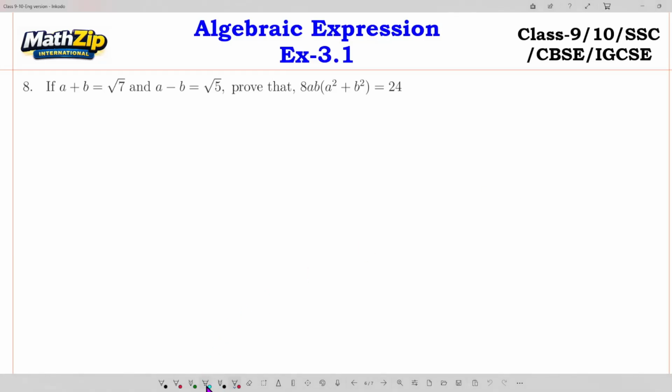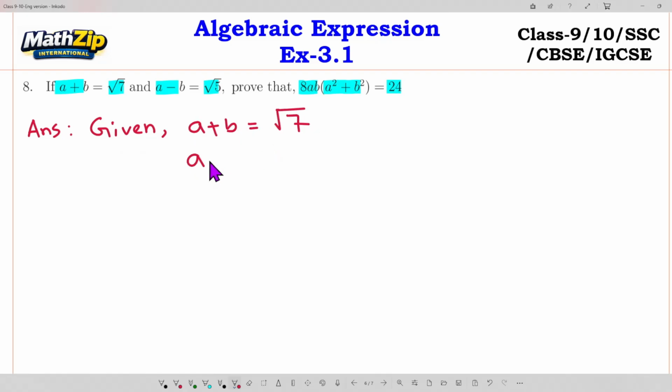Algebraic expression. If a plus b equals root 7, a minus b equals root 5, we have to prove 8ab times (a square plus b square) equals 24. In this case, first we can write given: a plus b equals root 7, a minus b equals root 5.